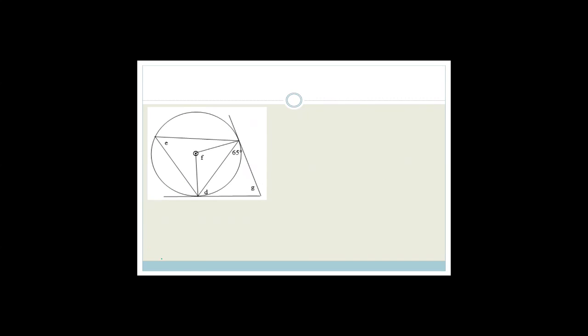So now, again, circle geometry, we've got a little circle, we've got a point here, E, we've got F, and because I want to put reasons in, I'm just going to put A letters here.